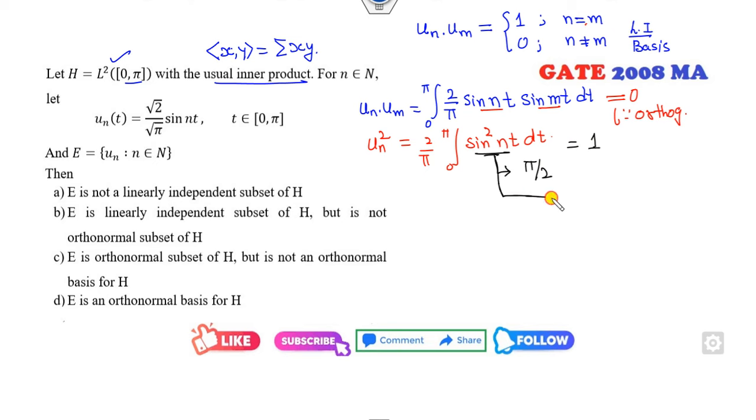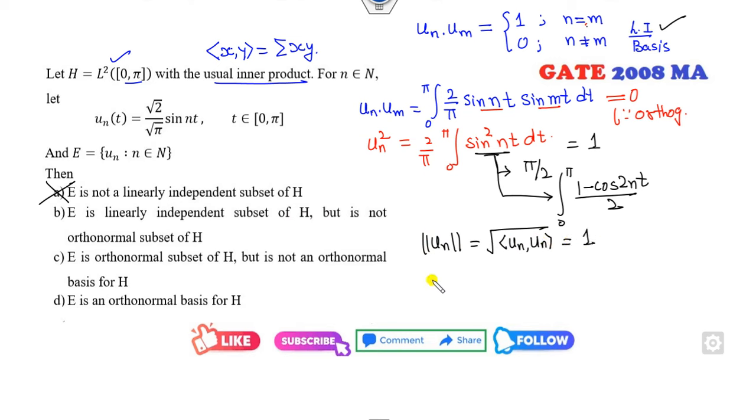Or you can solve this problem as 1 minus cos 2nt divided by 2 from 0 to pi. Again you will get the same answer. So it means this is an LI. It is not LI, okay. Now once this property is satisfied, what is the norm of un? So I can write this number as norm of un. This value is 1, so the root of 1 is 1.